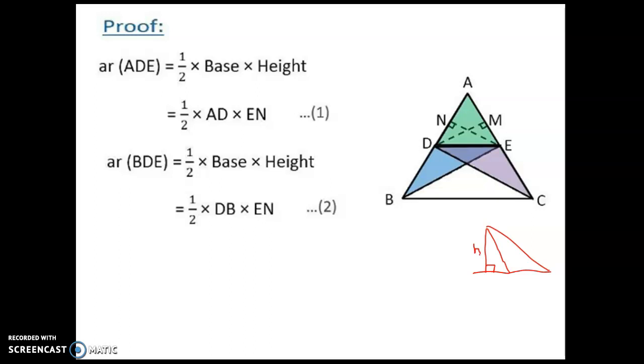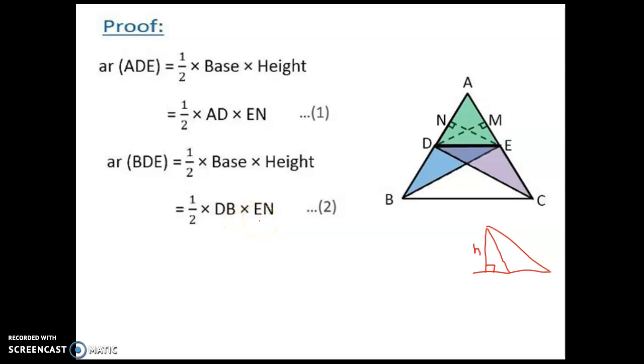So here also, same way, it's like an obtuse triangle. So this EN only will be our height. That's why we are writing base as DB and height as EN.